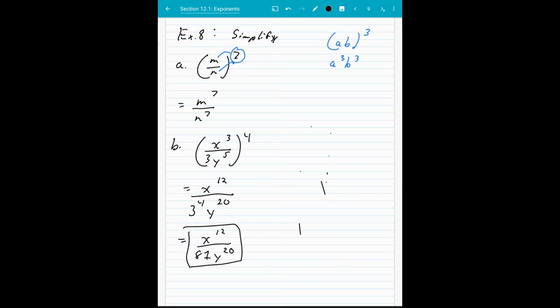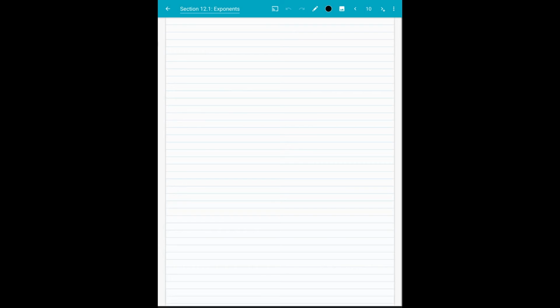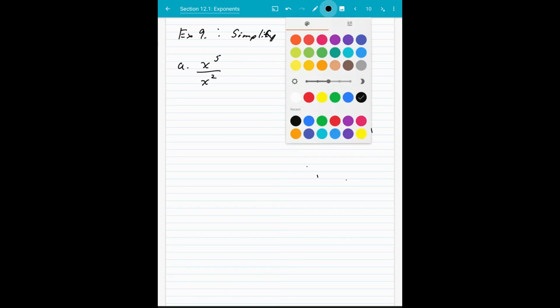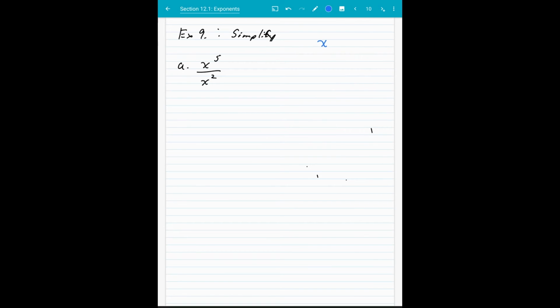Let's look at example 9. Again, simplify. This is another part of the quotient rule. It says a, x to the 5th over x to the 2nd. Here, something different happens. Remember, if you have two different numbers that have the same base, you add the exponents.